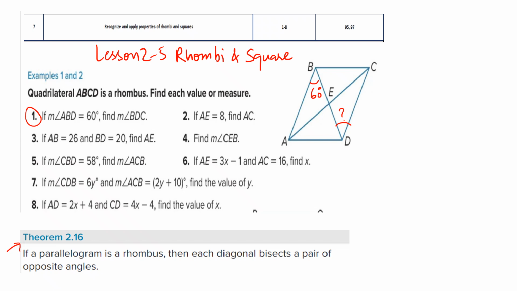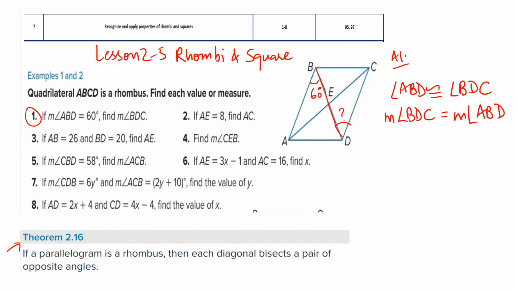What are the two diagonals? One is BD, this one, the other is AC. So I'm just drawing BD because this diagonal bisects the pair of opposite angles. So this angle and this angle are going to be equal. Therefore, for answer 1, I can write angle ABD is congruent to angle BDC, the one that we need to find. They both are equal by applying this theorem. Therefore, their measures will also be equal. So the measure of angle BDC is going to be equal to the measure of angle ABD, and it is already given in the question to be 60 degrees. That's how you do it.